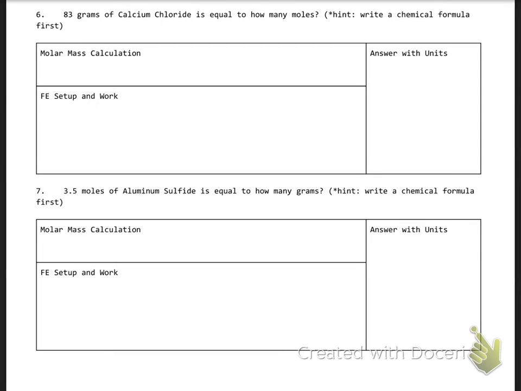83 grams of calcium chloride is equal to how many moles? First, we have to write a chemical formula for calcium chloride. We know that calcium forms a +2 ion, chloride forms a -2 ion, so the finished formula will be CaCl2.